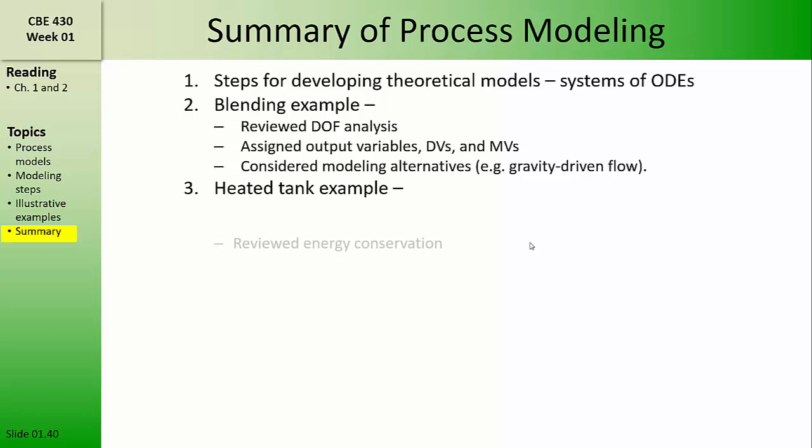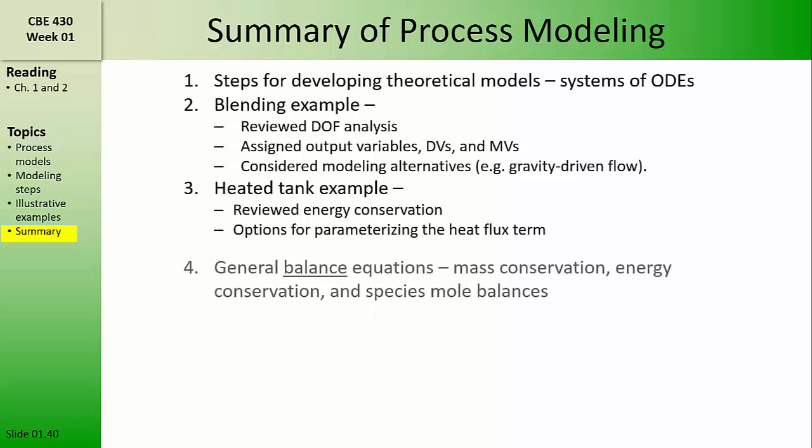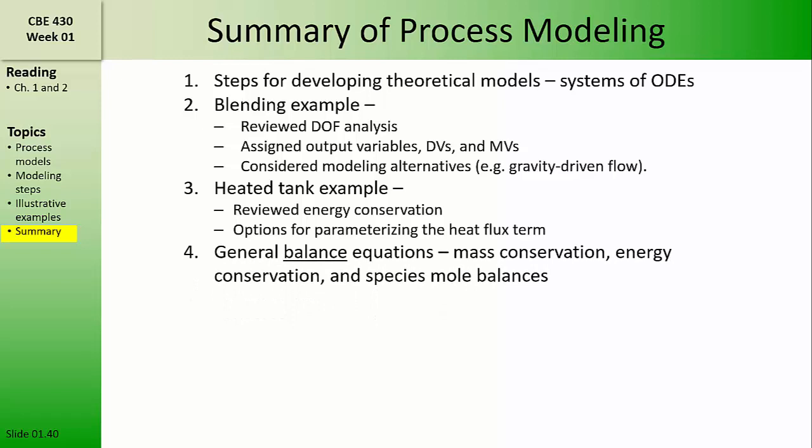Then we considered the heated tank example, which allowed us to review energy conservation and options for parameterizing the heat flux term, where we wrote energy balances around a heating coil. Then we looked at general balance equations for mass conservation, energy conservation, and species mole balances. When modeling chemical and biological processes, we can always start with writing these balance equations. These often need to be supplemented with additional equations, such as rate equations for chemical reactions, equations of state, vapor-liquid equilibrium, and we showed examples of all of these.